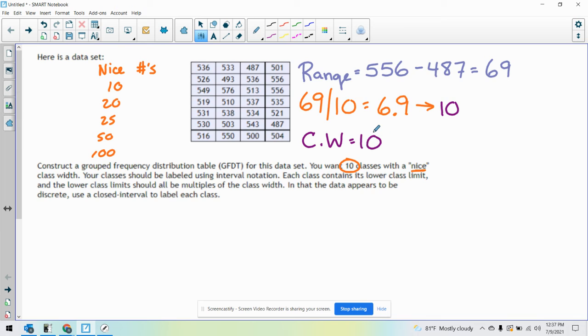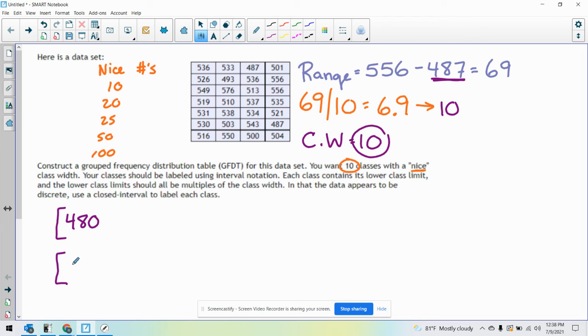Okay? So now the thing where I think you're making a small mistake is this sentence here. It says, each class contains its lower class limit, and the lower class limits should all be multiples of the class width. So the lower class limits, the numbers on the left-hand sides of these brackets, should all be multiples of 10. So I'm going to start at the next lowest number below my lowest value that's a multiple of 10. So if my lowest number is 487, I'm going to start at 480.